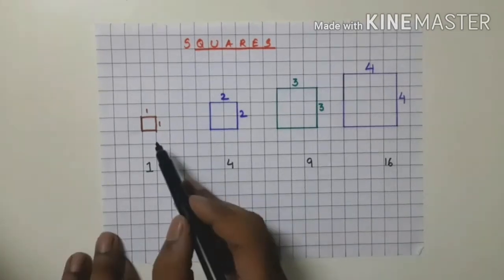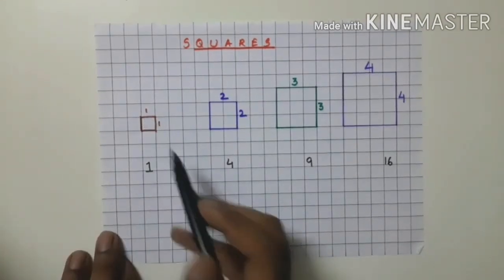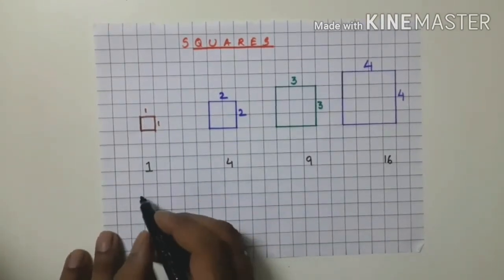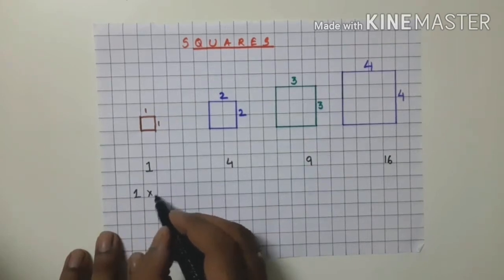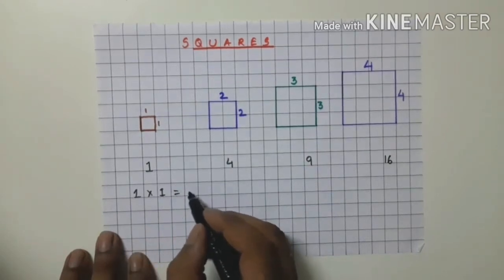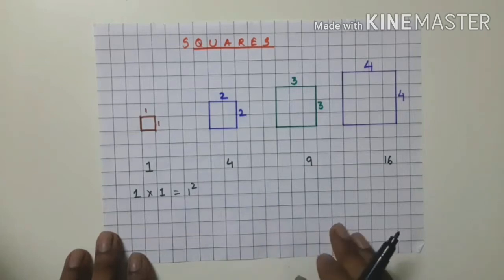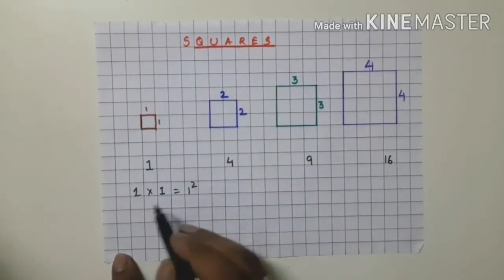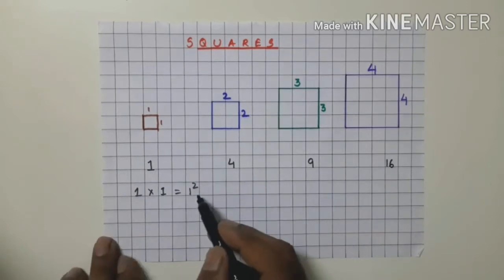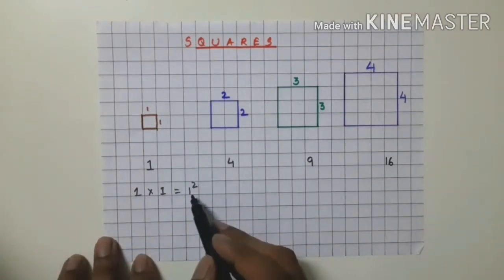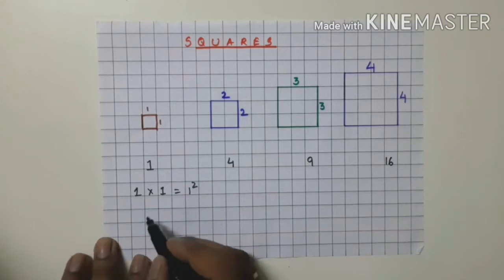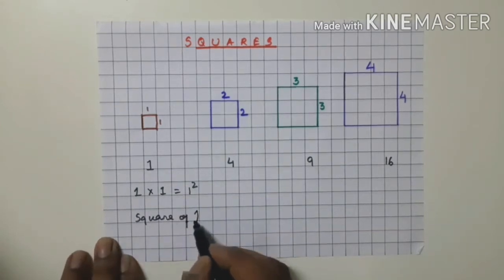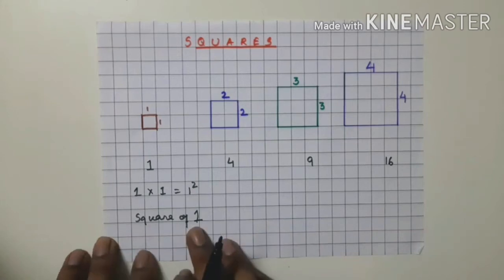Now if I write this 1 into 1, we know that 1 into 1 can be written as 1 squared. This one we have learned in exponents and powers. So 1 into 1 is written as 1 squared. So I can say this is 1 squared, that is, it is a square of 1, a square of 1 unit.